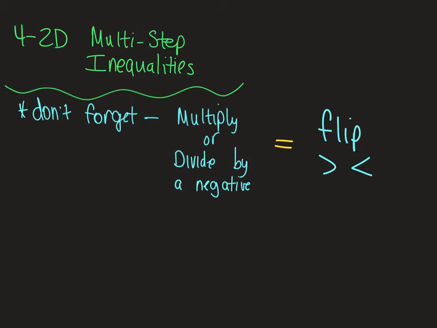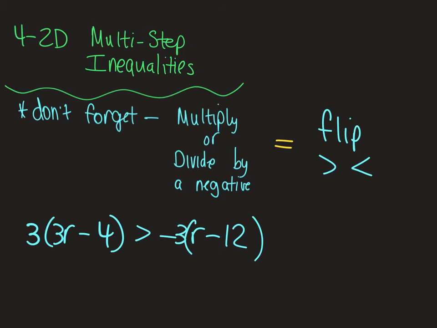Our second lesson is Chapter 4, Lesson 2D. We're going to do multi-step inequalities. So don't forget when we did these inequalities before that if you multiply or divide by a negative number, so if you're singing the song and you sing multiply or divide by a negative, you have to change or flip the alligator mouth.